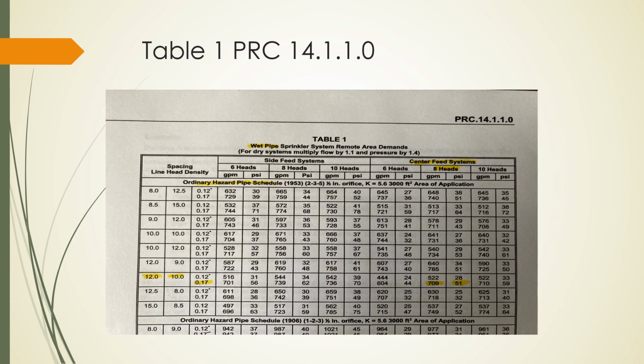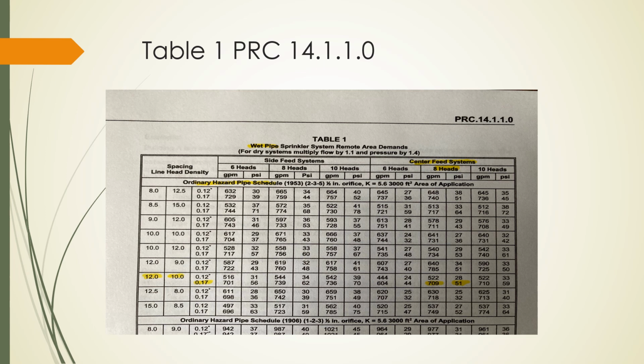Let's punch in all that information we received in the prior example to see where they came up with 709 at 51 PSI. It's a wet system. It's an ordinary hazard 235. It was a center-fed 8-head branch line system. The lines were 12 feet apart on center. Head spacing 10 feet, 0.17 for the density.